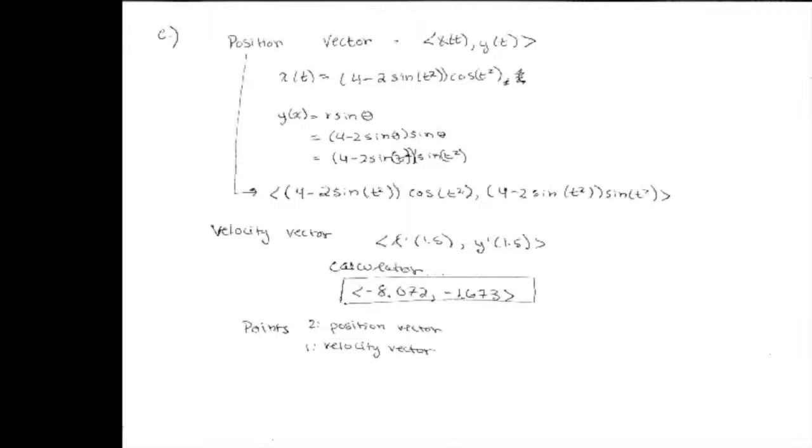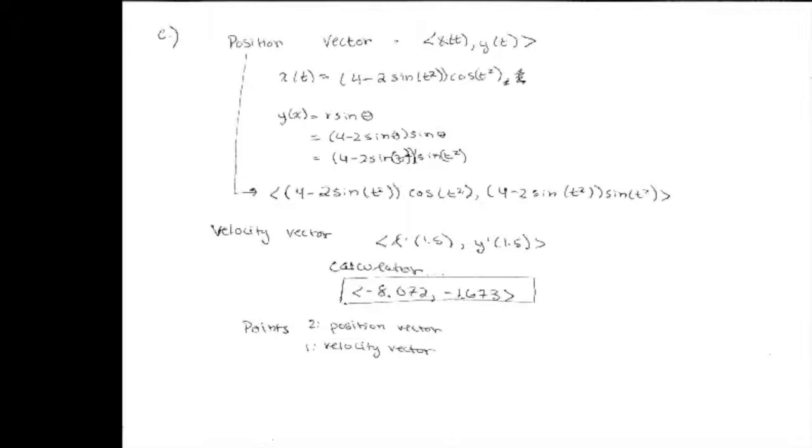And so the same rule applies for y, except that y equals r sine of theta instead of cosine of theta. And so then when we plug in r, we get 4 minus 2 sine of theta times sine of theta. And then we can plug in t squared for theta again, and then we get 4 minus 2 sine of t squared times sine of t squared. And so those are our position vector equations.